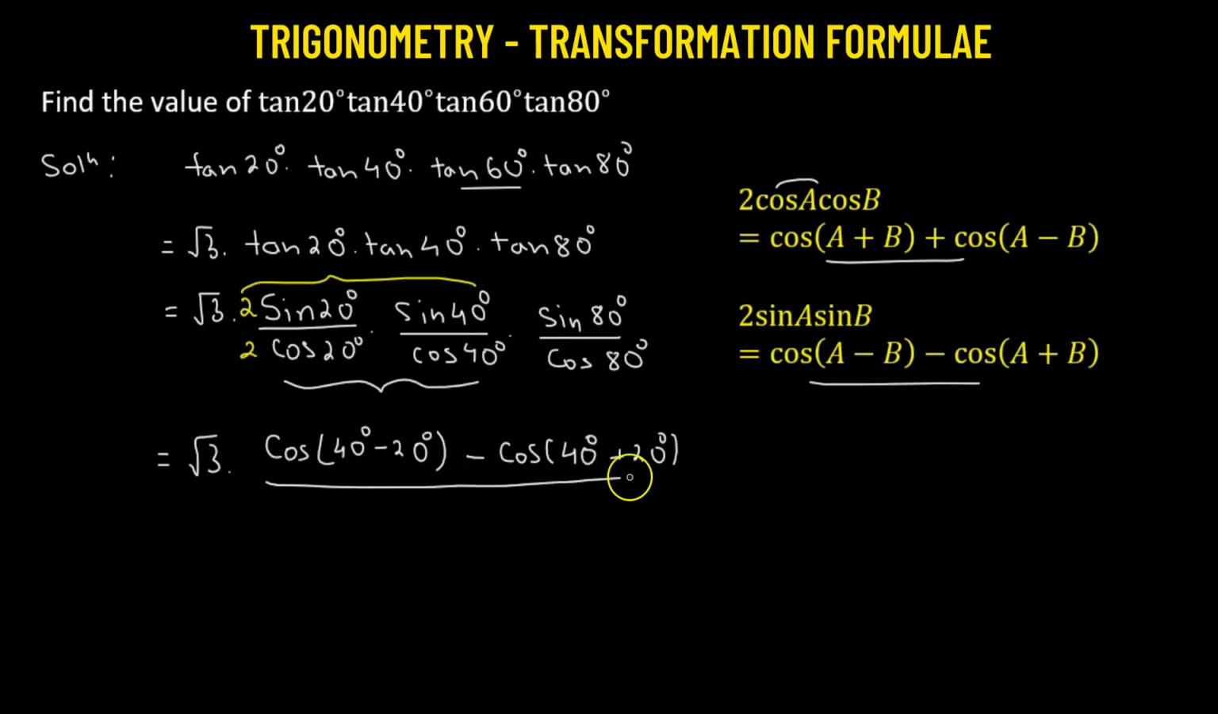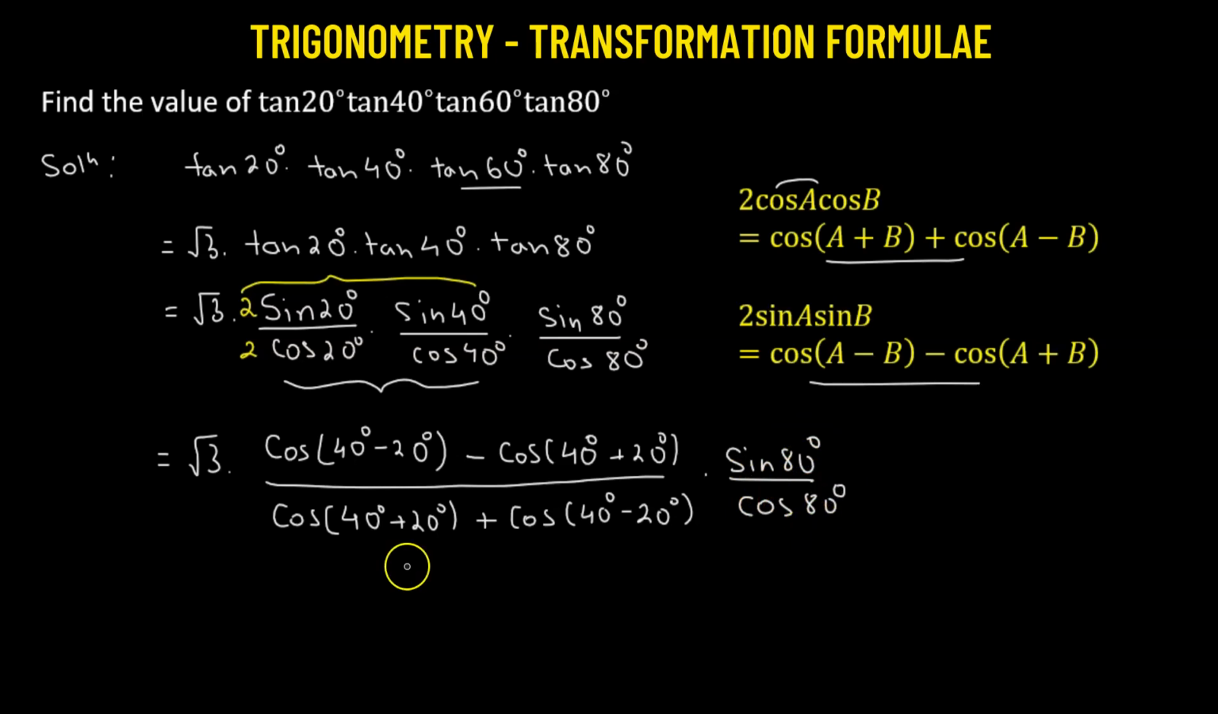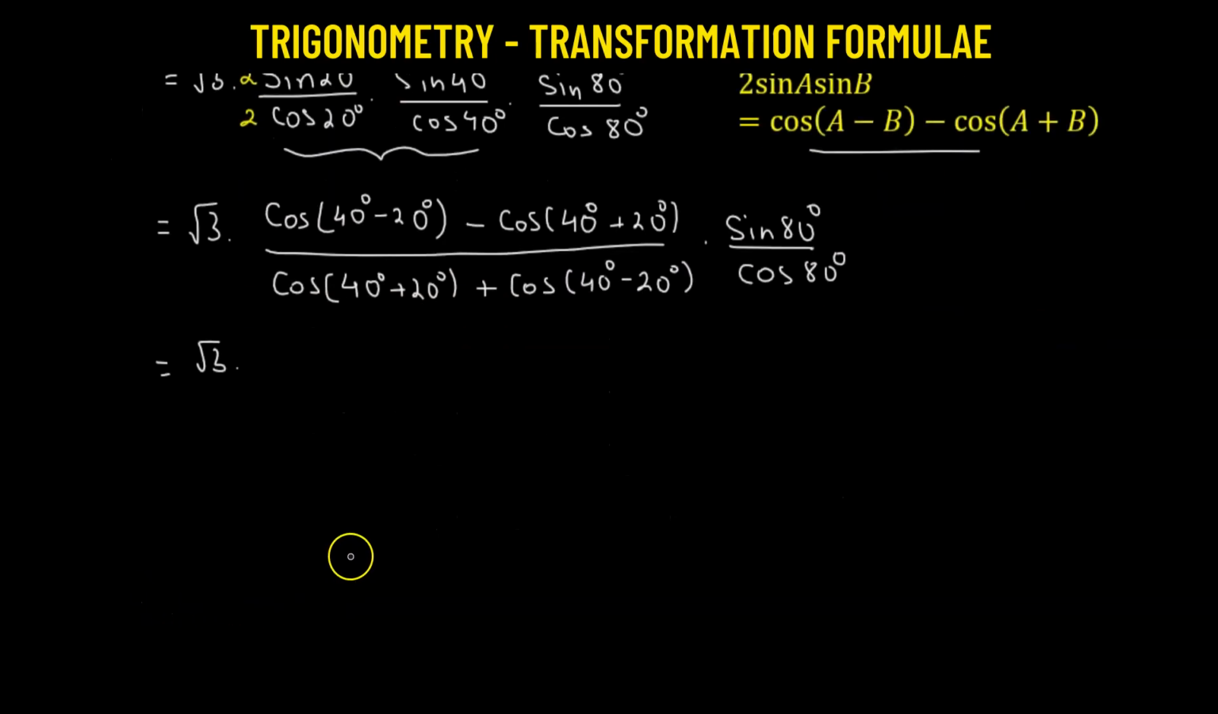And in the denominator, we have cosine of A plus B. So that means we have cosine of 40 degrees plus 20 degrees plus cosine of 40 degrees minus 20 degrees, and then we have sine 80 degrees over cosine 80 degrees. Fine. So let's further simplify. We're going to get square root of 3. In the numerator, we now have cosine of 40 minus 20, so that's going to be cosine 20 degrees, minus cosine of 40 plus 20, so that's 60. So we get cosine of 60 degrees.